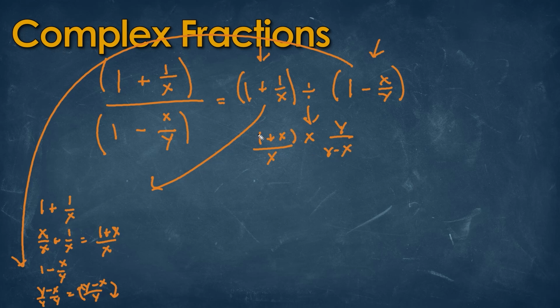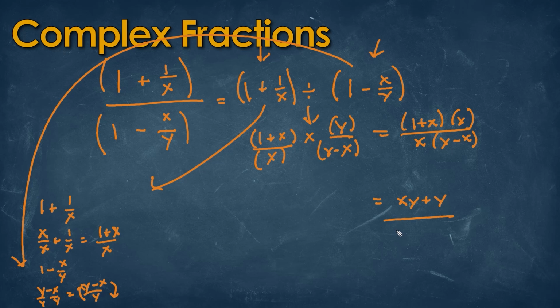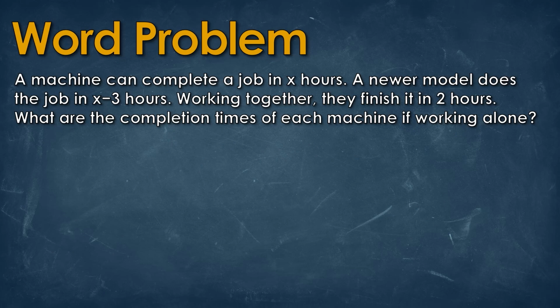Now we can multiply these items, both top and bottom. So we multiply just straight across, so we'll have 1 plus x times y over x times y minus x. Multiplying that out, we're going to get xy plus y at the top, and then xy minus x squared at the bottom. Now we can use this information to solve word problems.